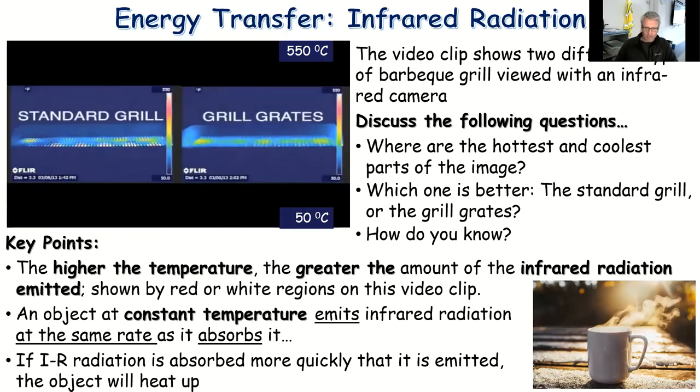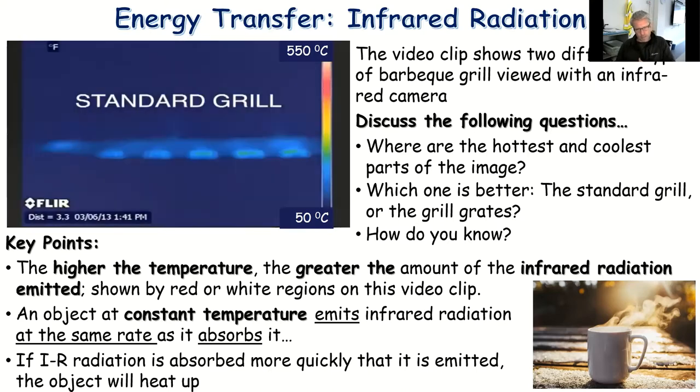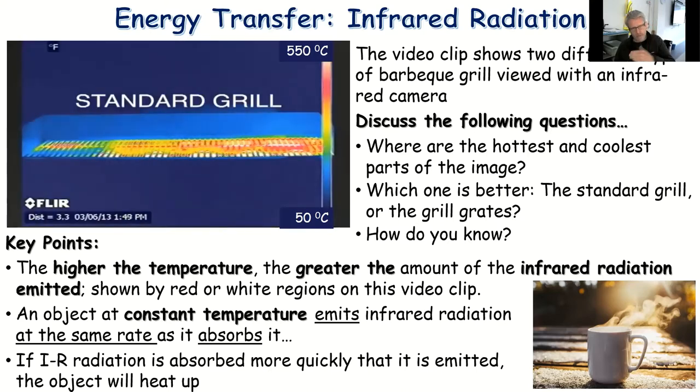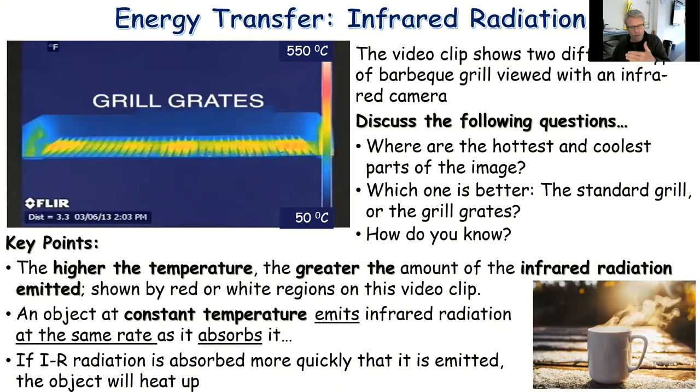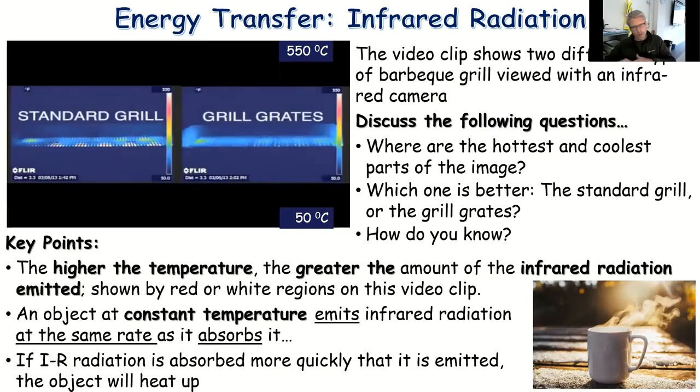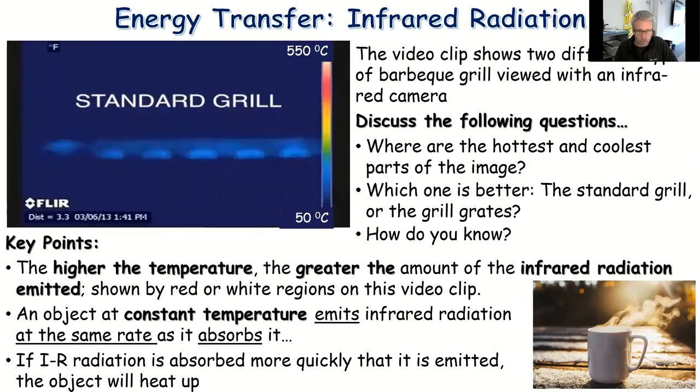The second thing is that an object at constant temperature emits infrared radiation at the same rate as it absorbs it. I'd like you to focus on the grill grates image just there. When it first starts off, it's relatively cool. But because the flames underneath the grill are constantly adding energy, it's absorbing more infrared radiation than it's emitting, and so it gets hotter. But then it gets to a point where the grill itself is so hot that it's emitting as much radiation as it's absorbing, at which point it reaches a constant temperature, in this case around 500 or 550 degrees, and that's more than enough to be cooking your food.